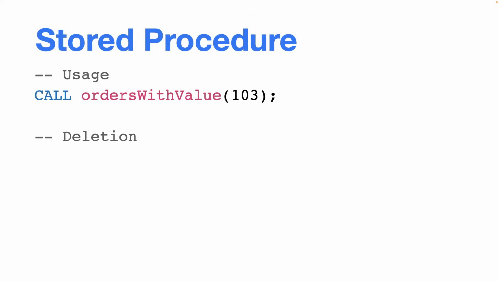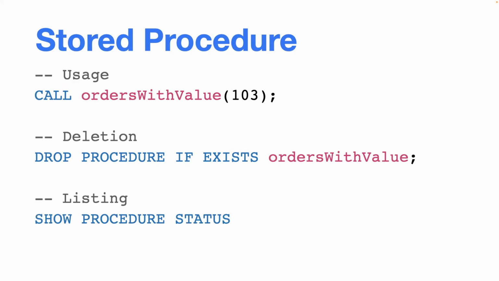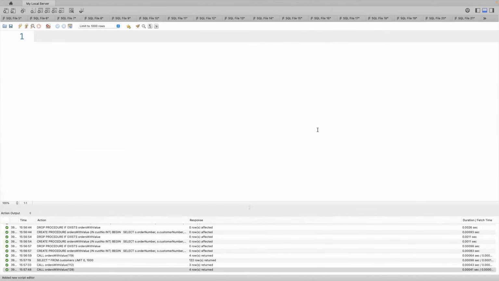Then if you want to delete it, every time you want to update a stored procedure, you will first have to delete it. So you can say drop procedure if exists orders with value. And if you want to list procedures, you can just say show procedure status. Normally you provide where here and you provide the name of the database. Otherwise it's going to show you a lot of internally stored procedures. So classic models is the name of the database.